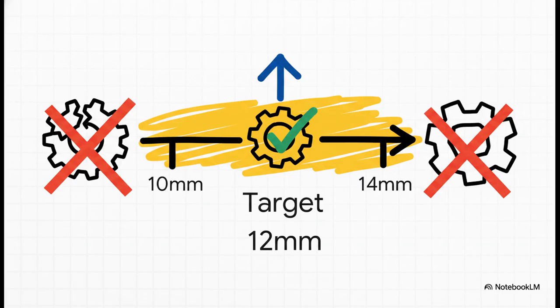Now, this is where the idea really comes to life. Let's say our CTQ is the diameter of some part we're making. The target, the absolute bullseye, is 12 millimeters. But we have a tolerance, an acceptable range of plus or minus 2 millimeters. So what does that mean? It means anything between 10 and 14 millimeters is good to go.